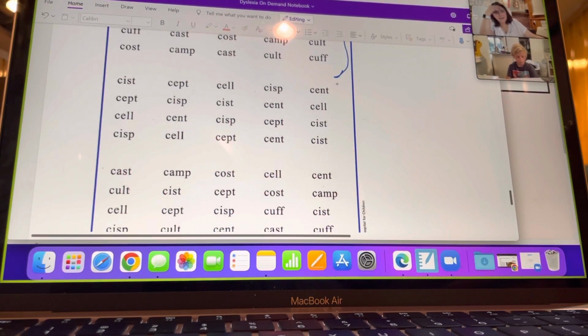What do you see that these words have in common? The C-E or the C-I. That's right, so they make this sound. Cyst. Sept. Cell. It's not a Z, it's an S sound. Cyst, with a P on the end. I keep hearing a T sound instead of a P sound.